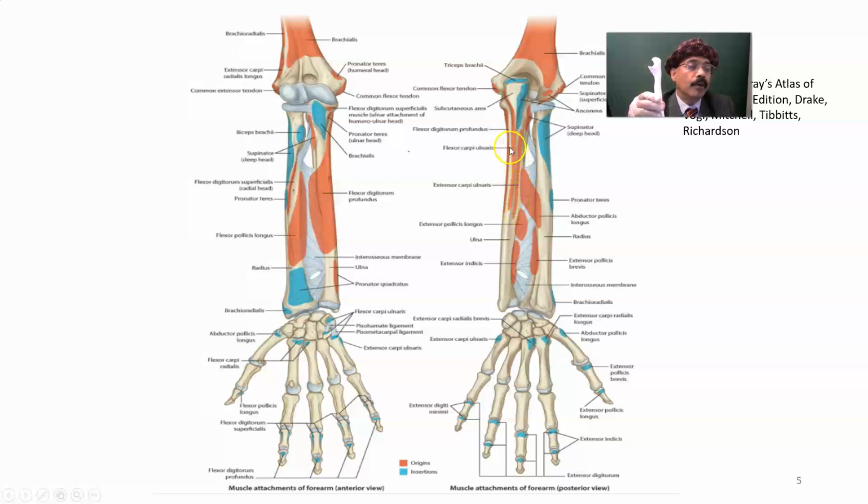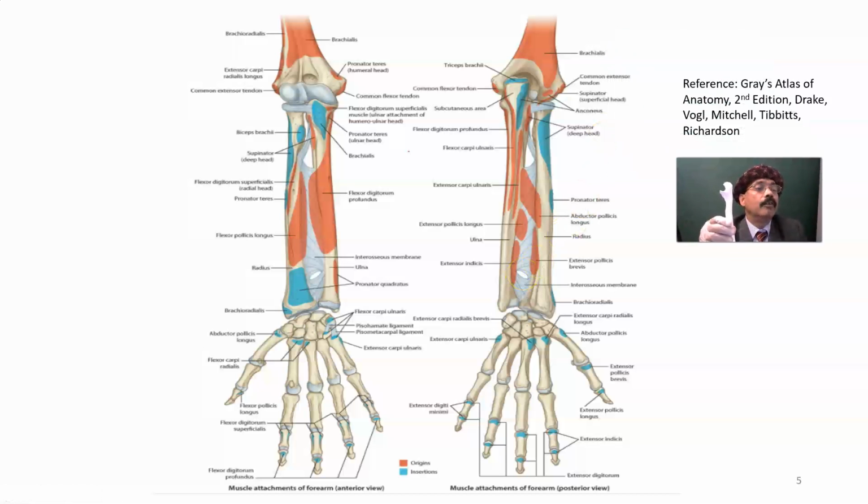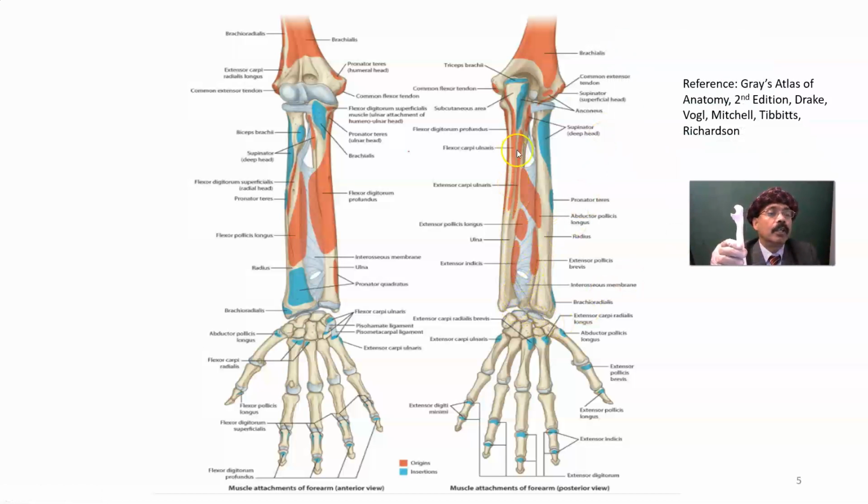All three muscles take origin from there. And from the posterior surface, along with the interosseous membrane, originate the abductor pollicis longus, extensor pollicis longus, and extensor indicis. This is the interosseous membrane. There is a gap in the lower part for the passage of the anterior interosseous artery. Here is a gap for the passage of the posterior interosseous artery.